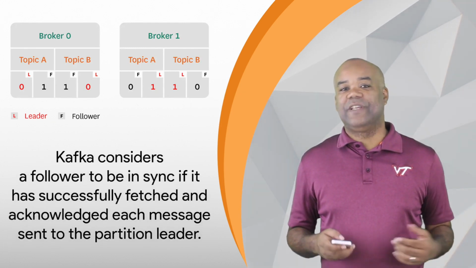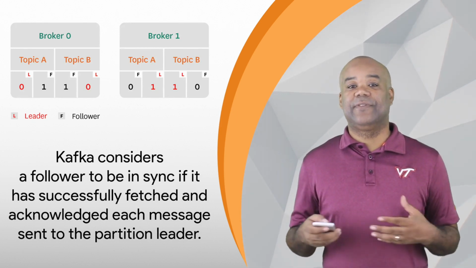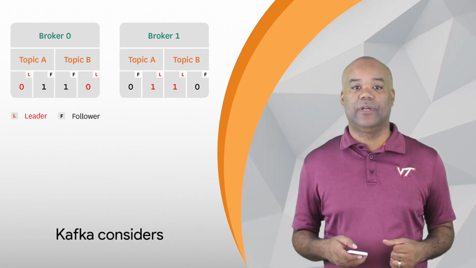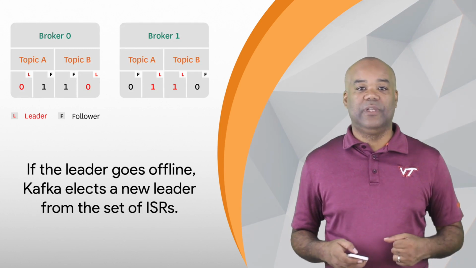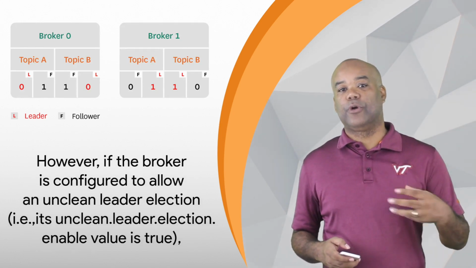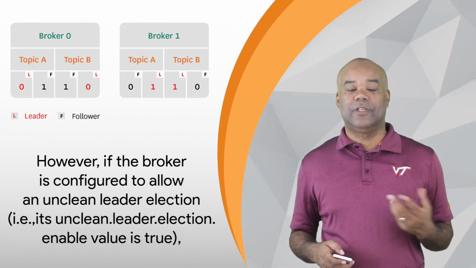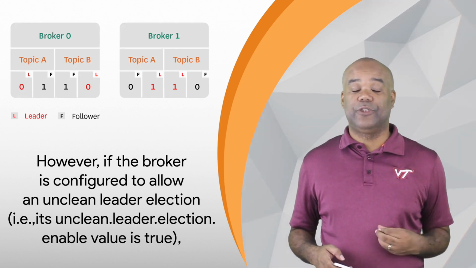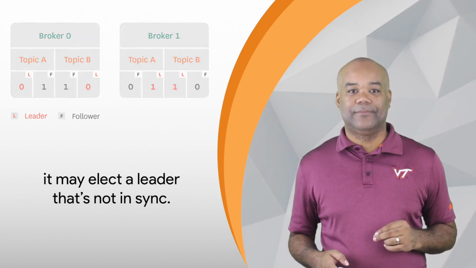And Kafka considers a follower to be in sync if it has successfully fetched and acknowledged every message that's sent to the partition leader. If the leader goes offline, Kafka elects a new leader from the set of in-sync replicas, ISRs. However, if the broker is configured to allow an unclean leader election, in other words, the unclean.leader.election.enable value is set to true, it may elect a leader that is not in sync.